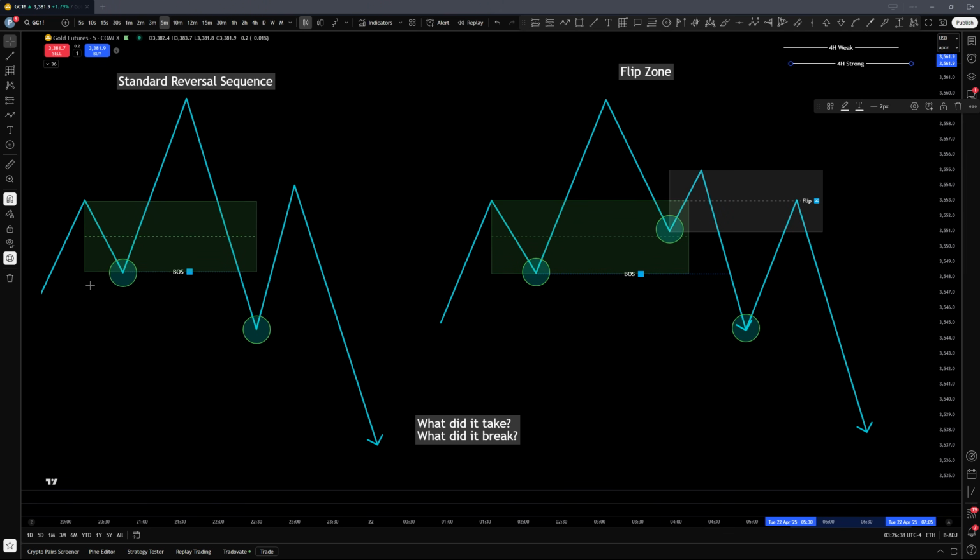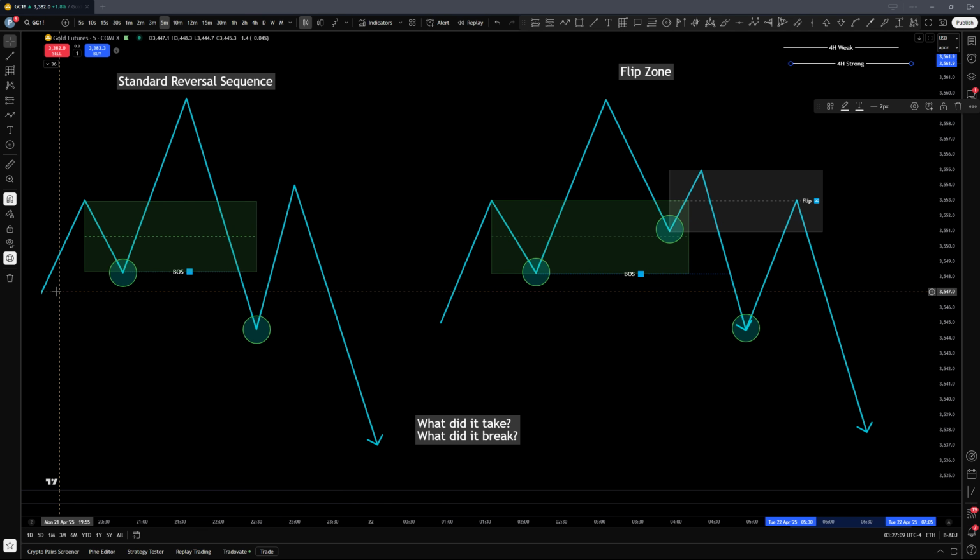Let's start on the left side of the screen, where we're going to look at a standard reversal pattern, sequence, formation, whatever you want to call it. We've covered this in video 2 and 3, I believe, so go back if you don't understand this. But if you do, let's just quickly talk through it again, because you need to understand the difference between these two sequences and how to identify a flip zone.